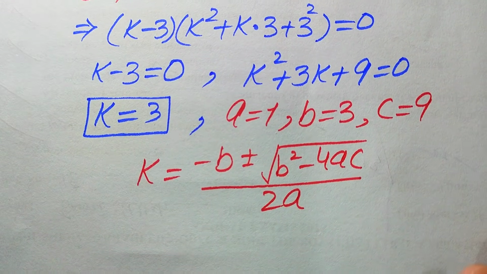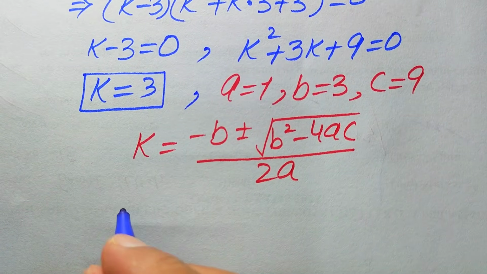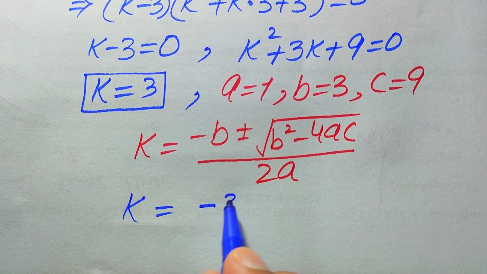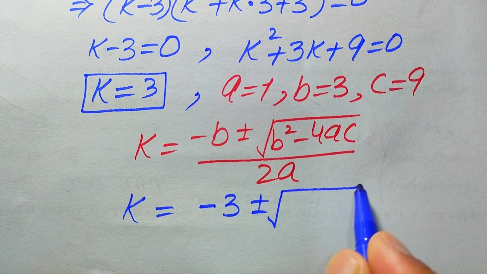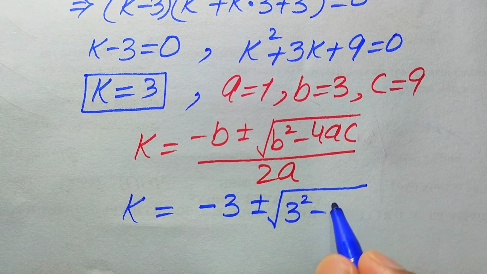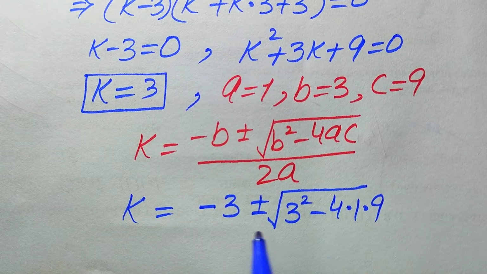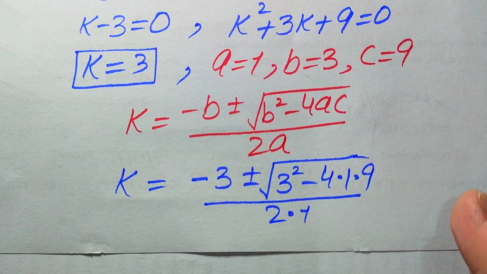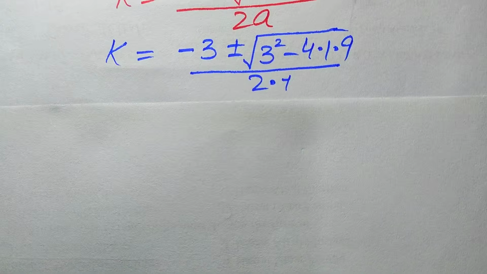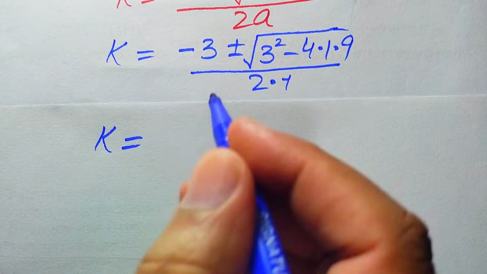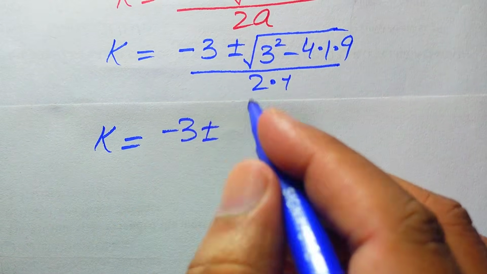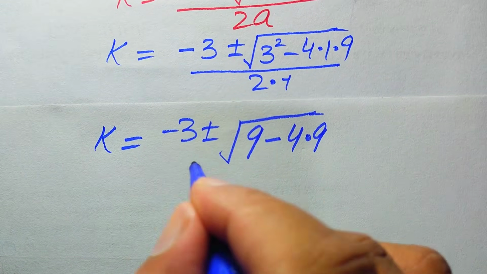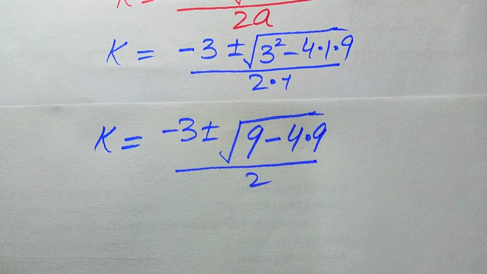This is our quadratic formula, and here we substitute all the values of a, b and c. We get k equals minus 3 plus minus square root of b square, which is 3 square, minus 4 times a, which is 1, times c, which is 9, divided by 2 times a, and here a equals 1. In the next step we have k equals minus 3 plus minus the square root of 3 square, which becomes 9, minus 4 times 9, divided by 2 times 1.